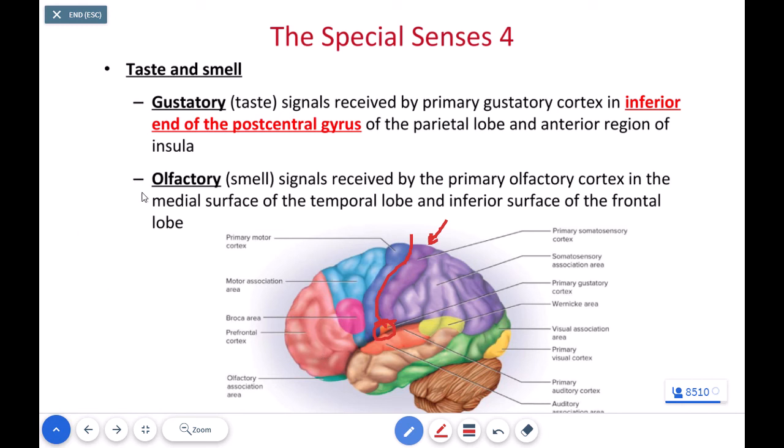When we think of olfaction or smell, this is going to be associated with cranial nerve number 1. Cranial nerve number 1 consists of the olfactory bulb.